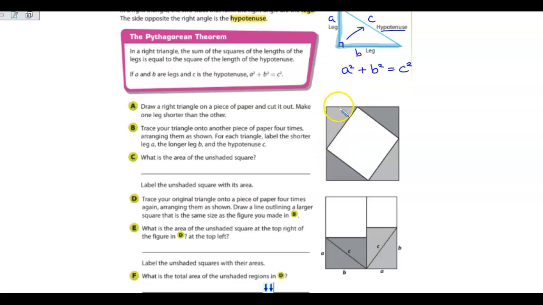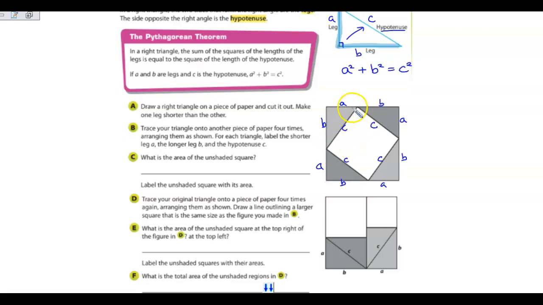We're going to label these, and so it says label the shorter leg A and the longer leg B. So this is A, this is B, hypotenuse is C, this is B, it's the longer, this one's the shorter. Well, this is the long leg, the short leg, long leg, short leg, and then the hypotenuse is C. Okay? What is the area of the unshaded square?